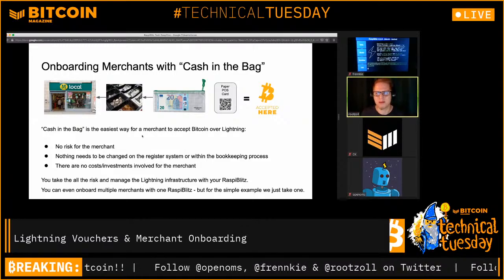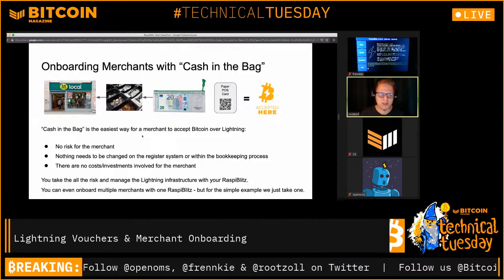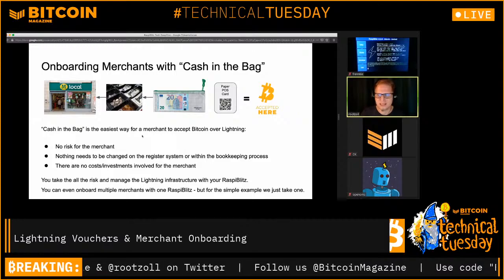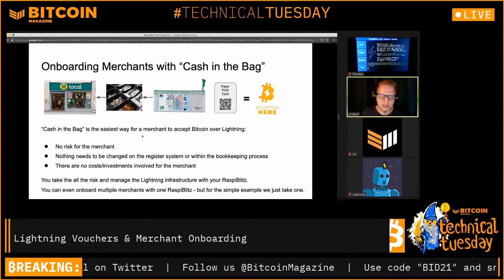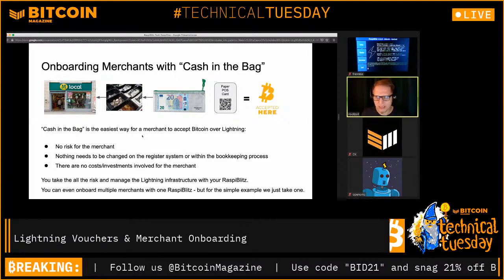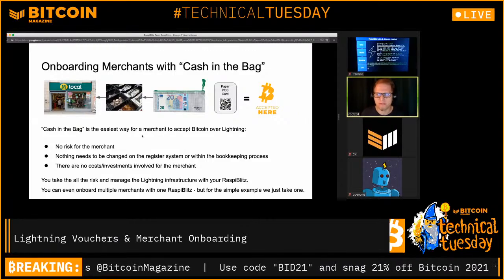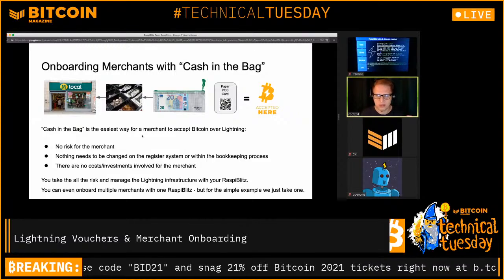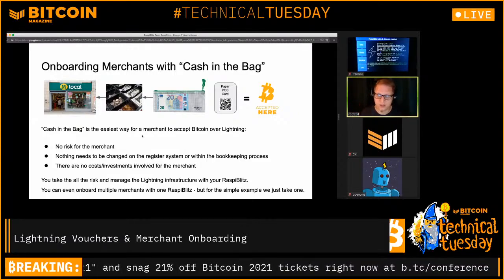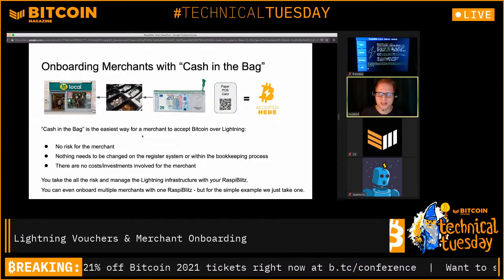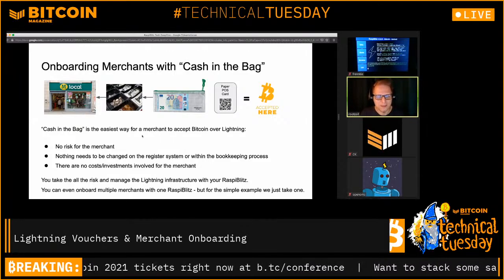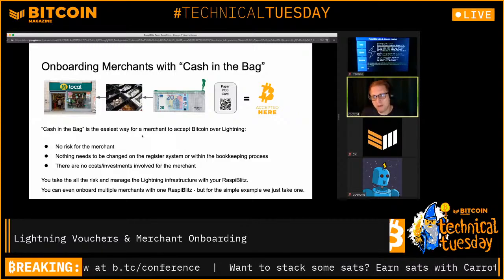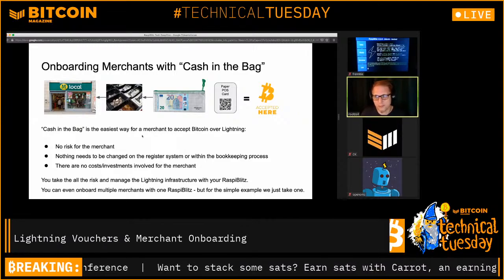This is maybe the concept you want to look into, because it takes all the risk away from the merchant. There's nothing that needs to be changed in the merchant's register system or with the bookkeeping, because this is what a lot of merchants are very afraid of when they hear Bitcoin, or what would be hard with the IRS, whatever, like it's all hard. So this tries to keep this simple, and there are no costs and investments for the merchant. Of course, somebody has to take the risk, and that's you.